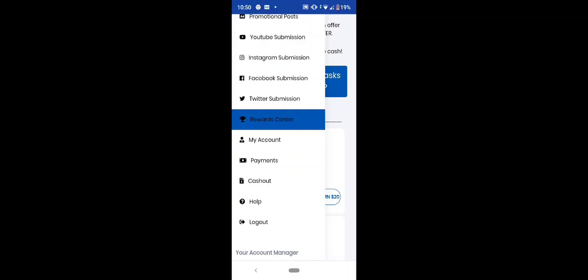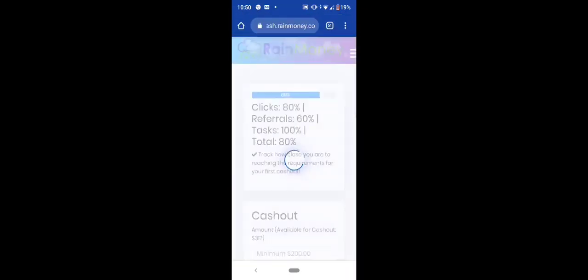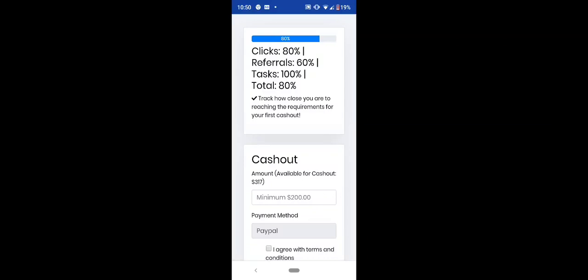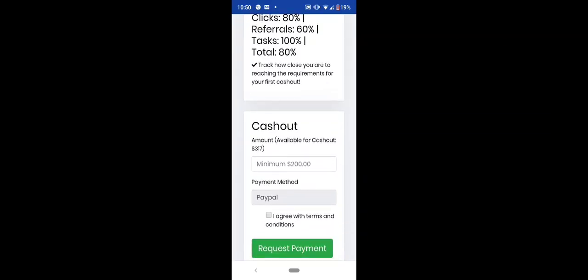Payments, cash out. I'll go for cash out. So this is the tasks when we complete for our first cash out. So this is the amount available for me that I've earned. Amount is $317 per day. This is my first day.